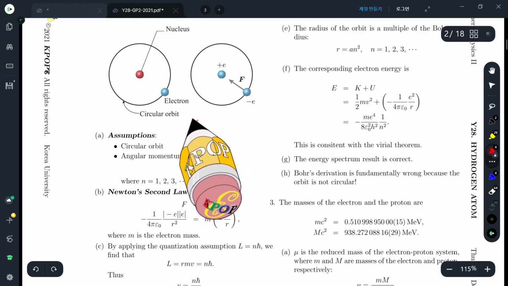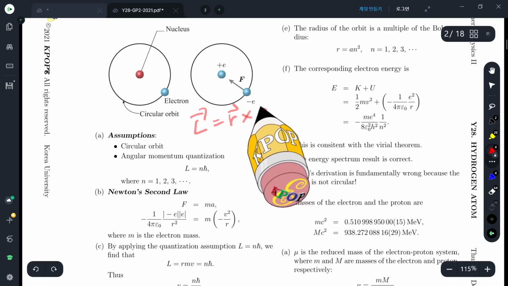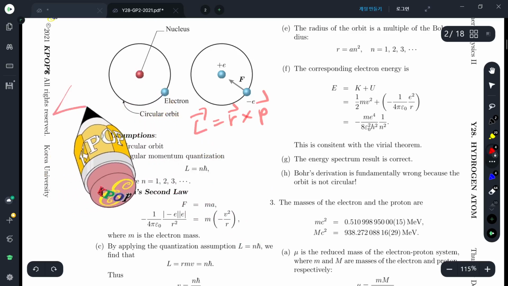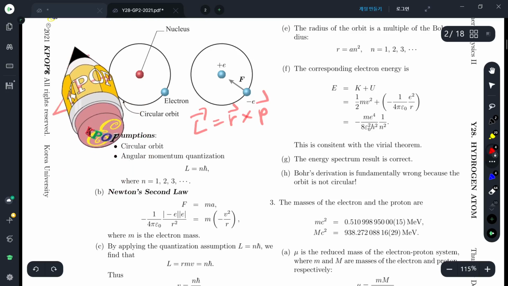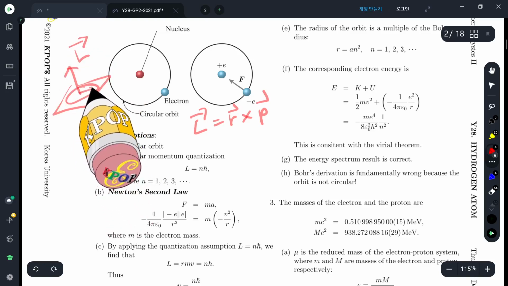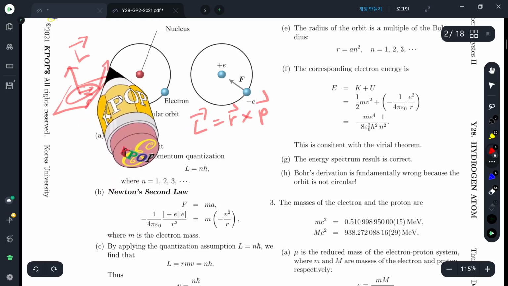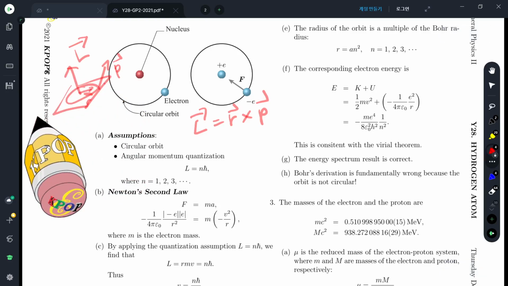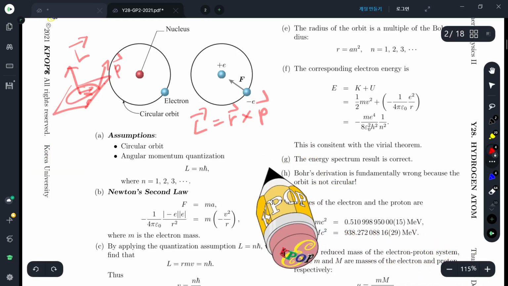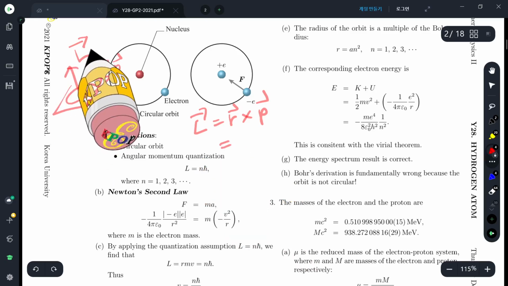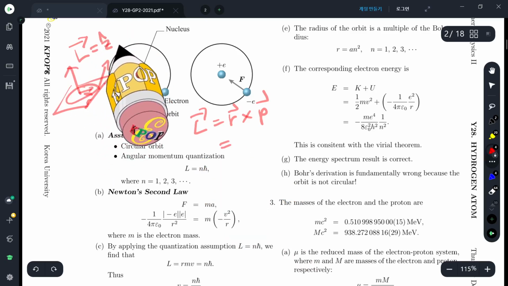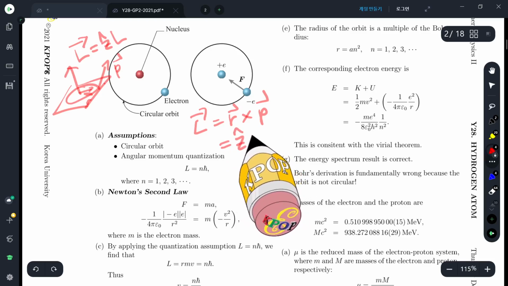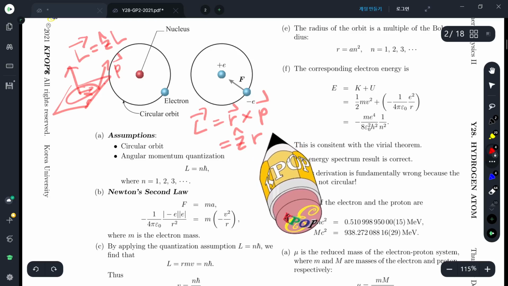Angular momentum L is r cross p. If it is a plane, the angular momentum will be along this direction. This will be r, and the momentum will be along the tangent direction. The cross product will be normal to the plane on which the circular orbit lies. So if we say it is along z hat, the unit vector along the z axis, then it will be z hat r m v.